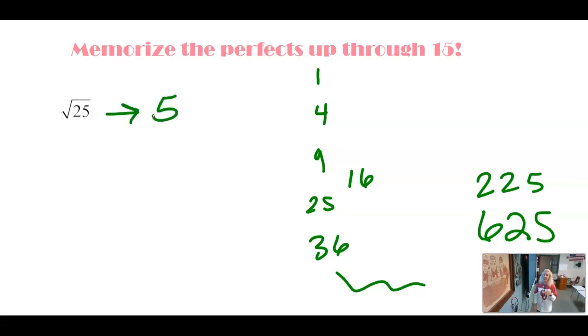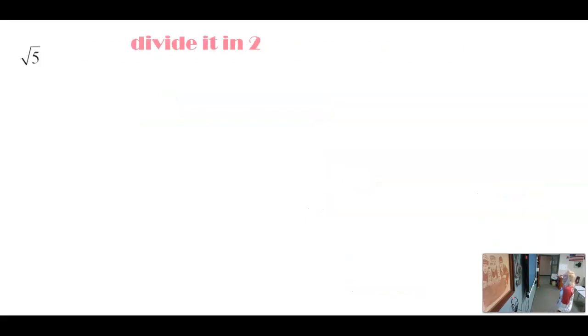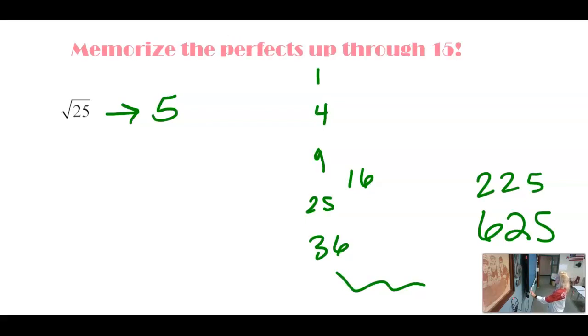Let's just simplify this square root. It's just 5. Don't worry about the plus minus symbol because the square root symbol was already there. All right, so square root of 5, that's not perfect.